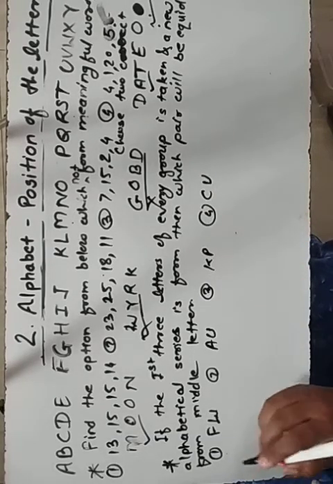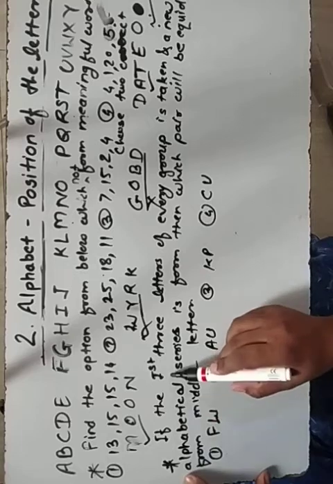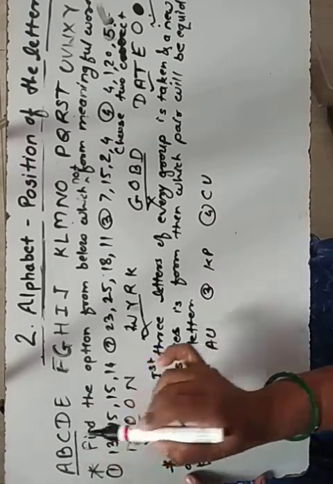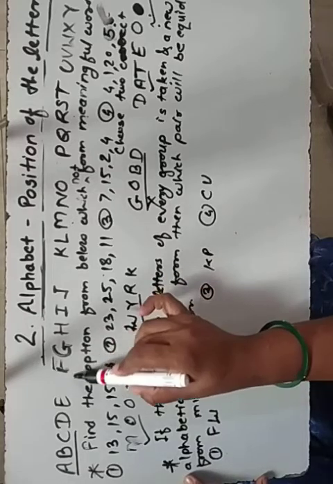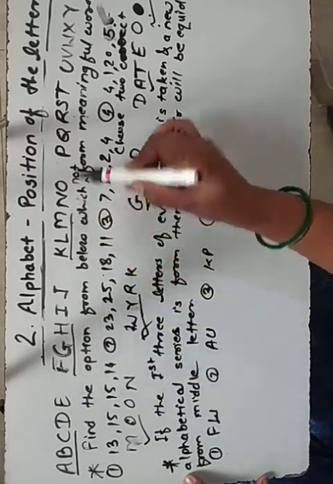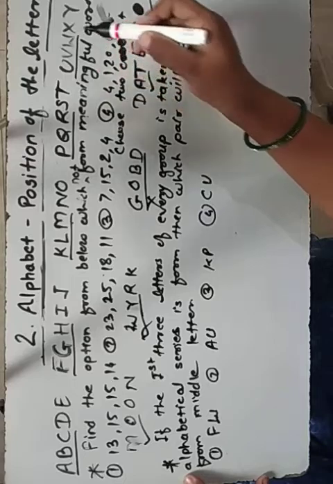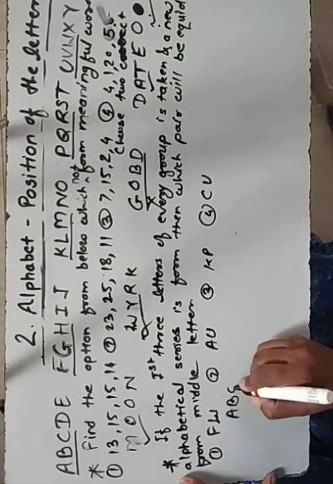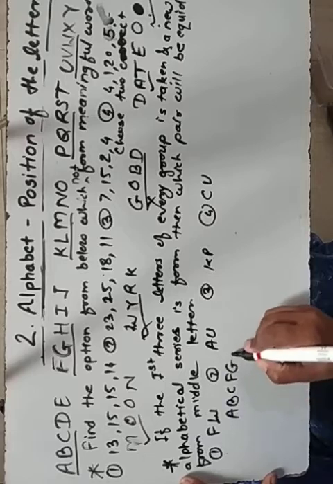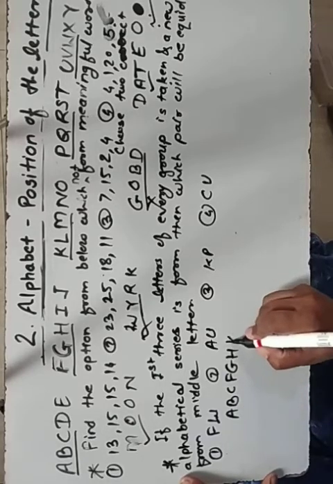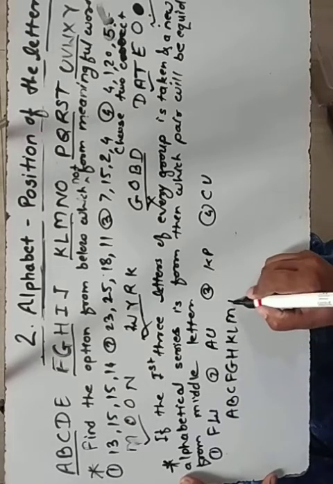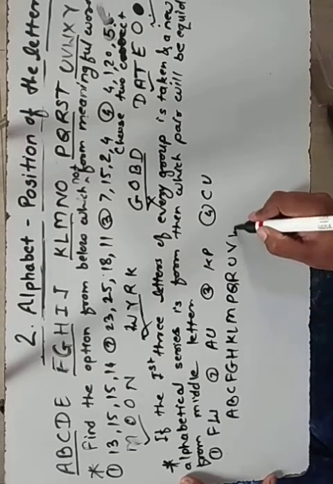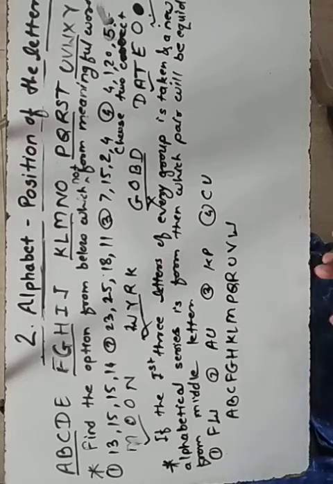So we have to form the new series. What they told you is, take the first three letters of every group: from this first three letters, from this first three letters, here three letters and here three letters. Now I will write the series: A, B, C, F, G, H, K, L, M, P, Q, R, and last U, V, W. Now this is my new alphabetical series.